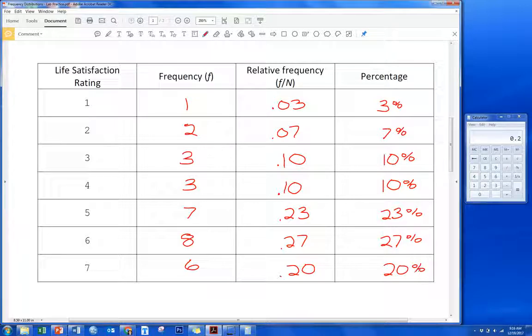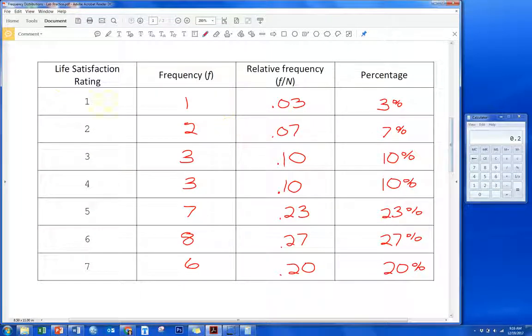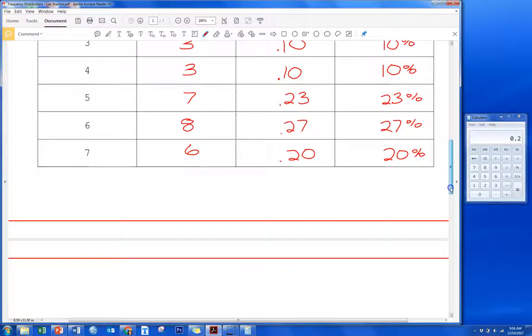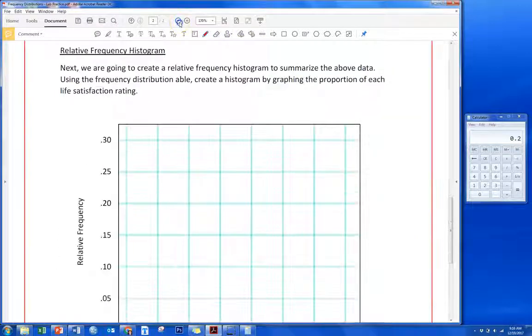So now we've completed our frequency distribution table, where we have the rating, how many people gave that response (the frequency), the relative frequency, which is the proportion of the frequency to the total sample size, and then the percentage. So we can see here the largest percentage, 27%, was a satisfaction rating of 6. So that was the most common percentage. But in order to help us get a visual sense for what this distribution looks like, we're going to move on to the next section and create a relative frequency histogram.